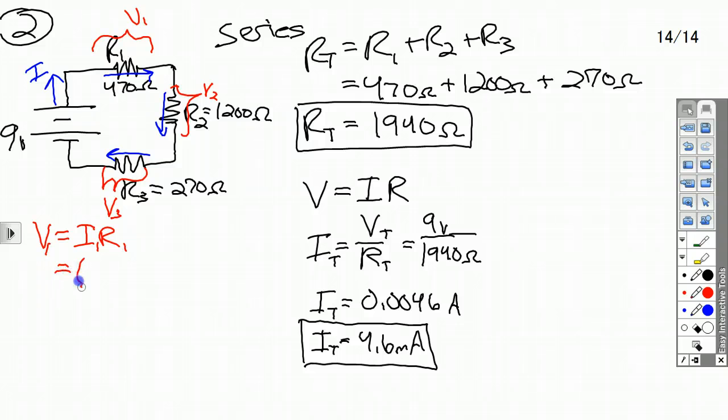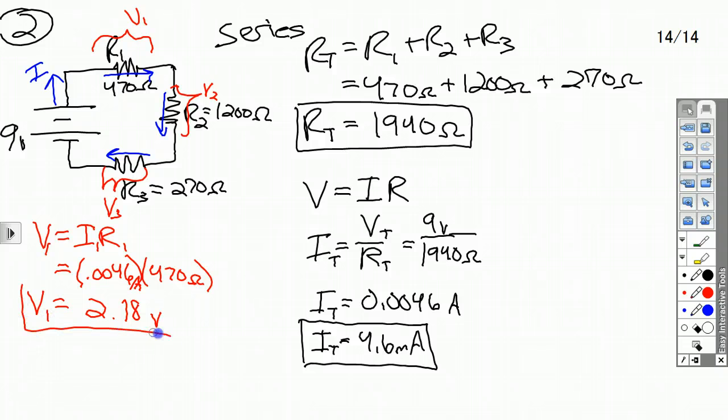So I have 0.0046 times 470 ohms. That's 0.0046 amps, I should say. Times 470 ohms. That gives me 470. I kept the answer in my calculator, so if you get a slightly different number because you rounded, it's not a big deal. 2.18 volts for V1. Alright, that's my V1.